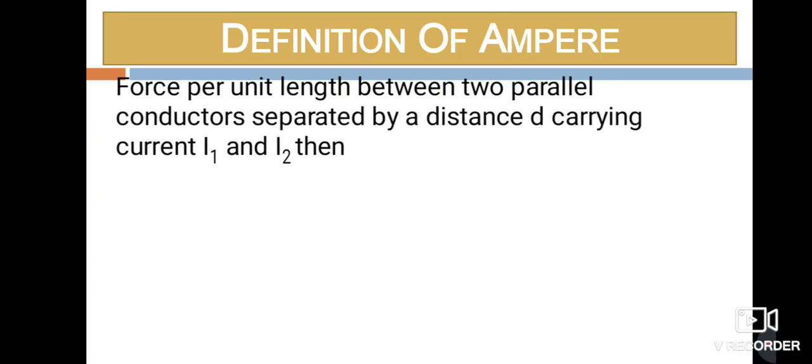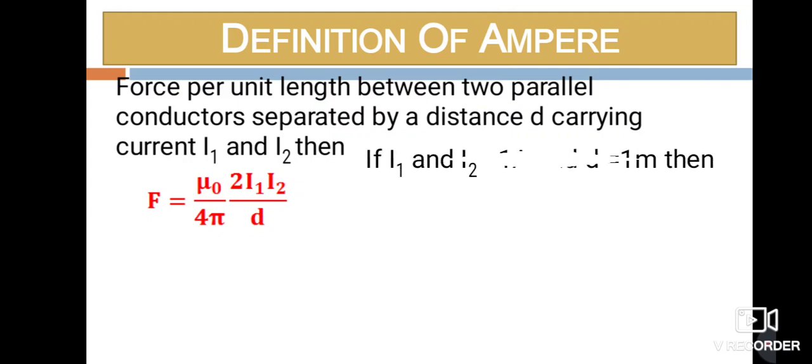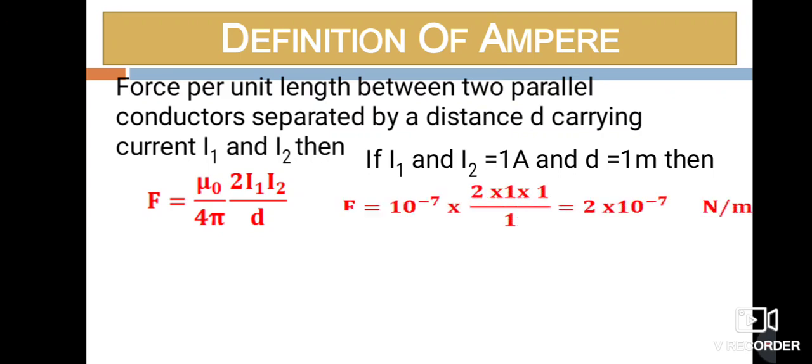So to get the definition of ampere, we have already discussed the force per unit length between two parallel conductors which are separated by a distance d and carrying the currents I1 and I2. That general equation is given by F equal to mu naught by 4 pi into I1 I2 divided by d. Suppose I1 and I2 are both equal to 1 ampere and the distance d is equal to 1 meter, then our F becomes only mu naught by 4 pi.